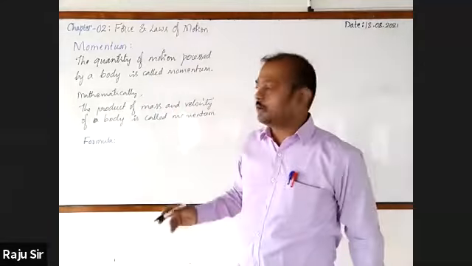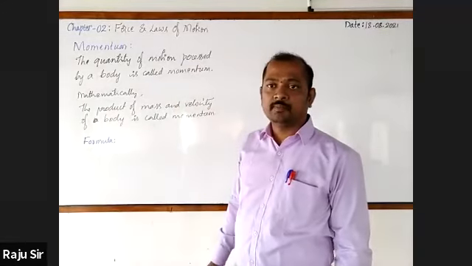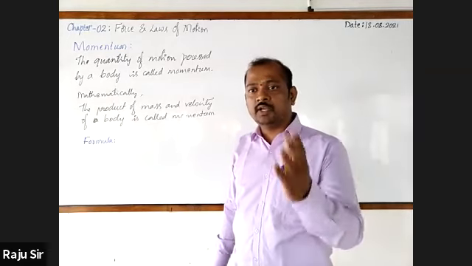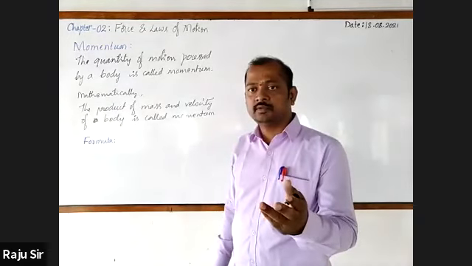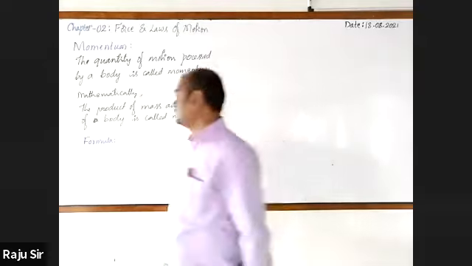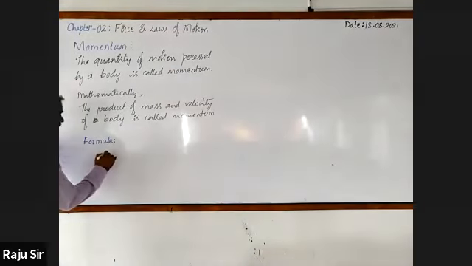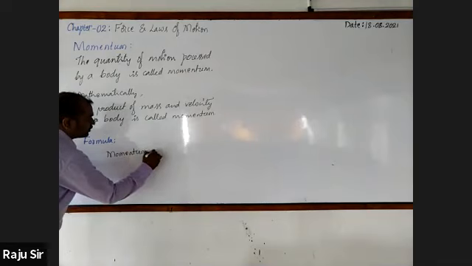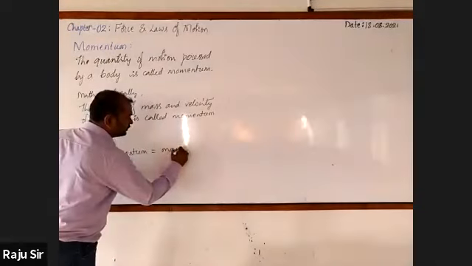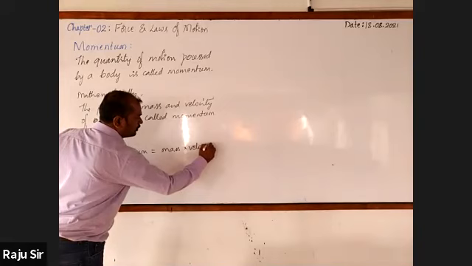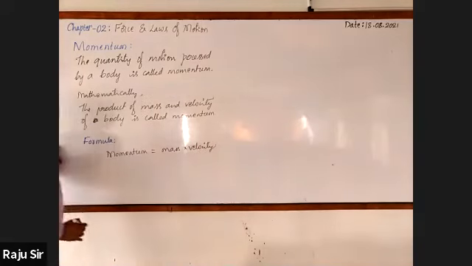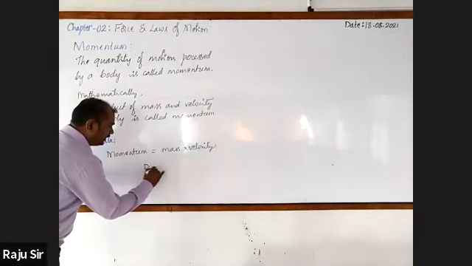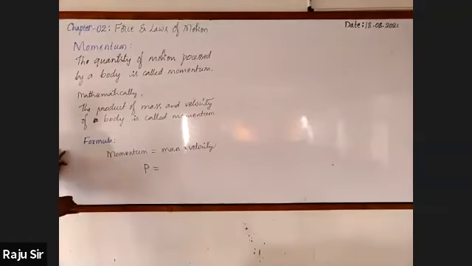Manasayal, tell the formula used to find out momentum. P is equal to M into V. Mass into velocity. Symbolically, momentum can be written as P equals M into V.